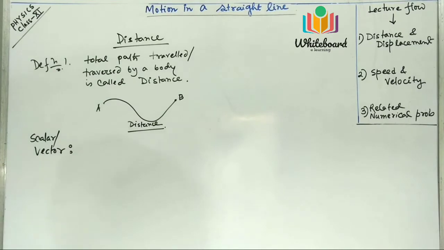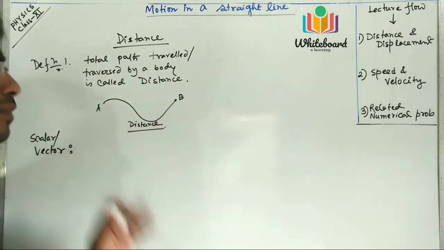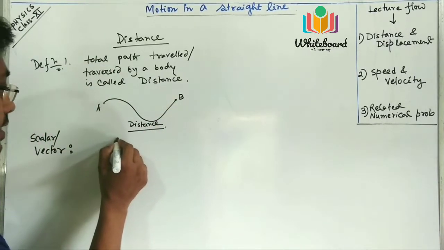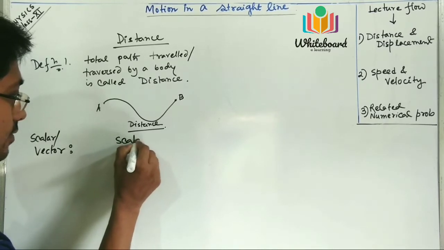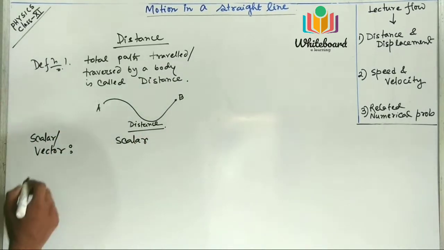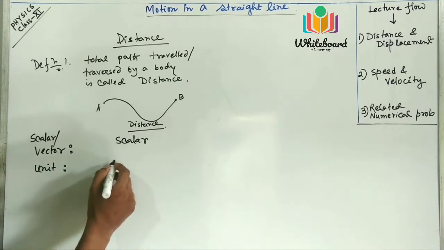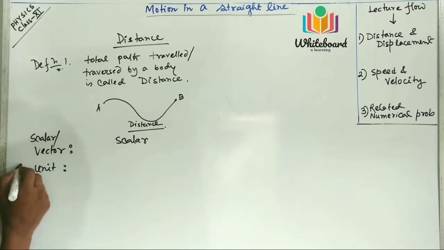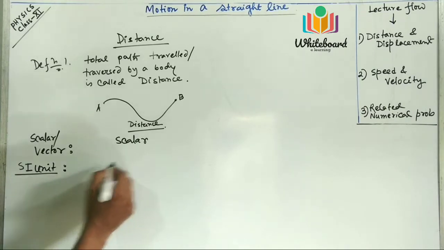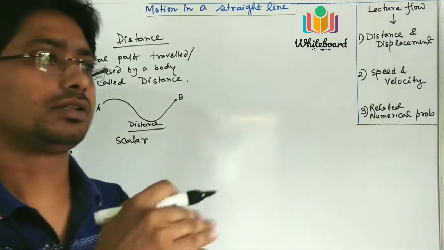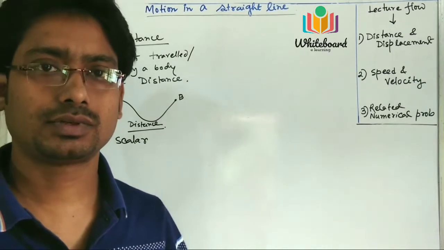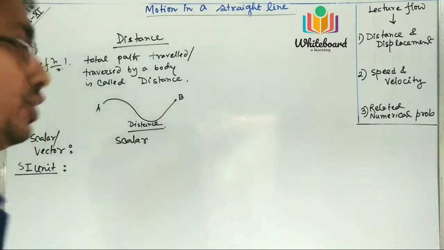So it has no direction. You only take the magnitude, so it is called a scalar quantity. Now the unit: it is measured in SI unit. The SI unit of distance traveled, the total path traveled, is the meter.